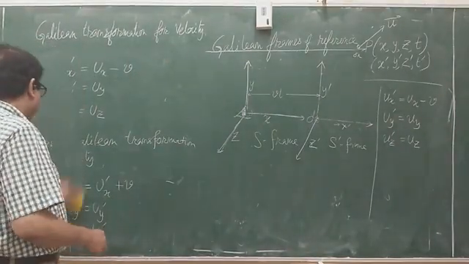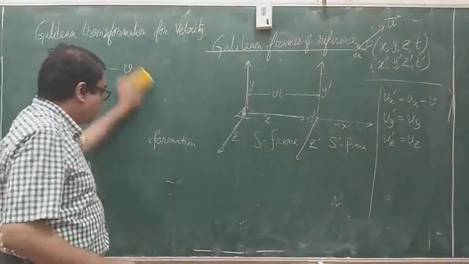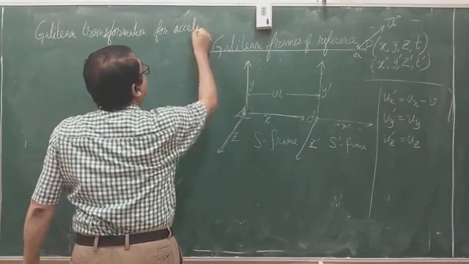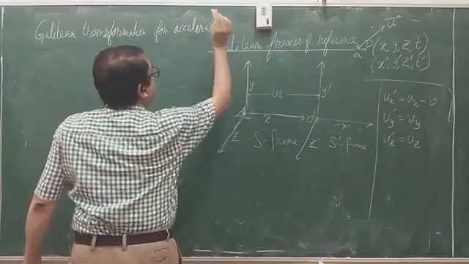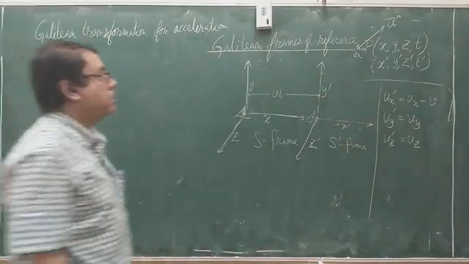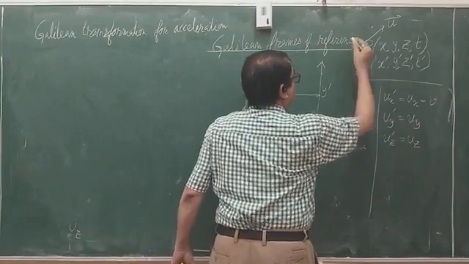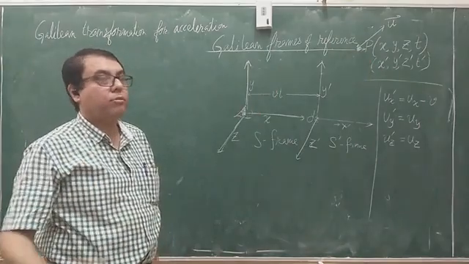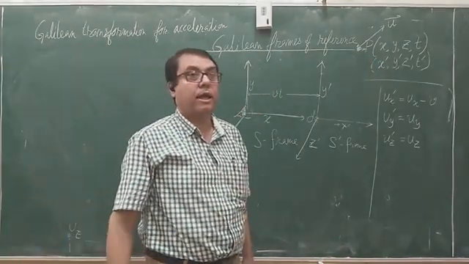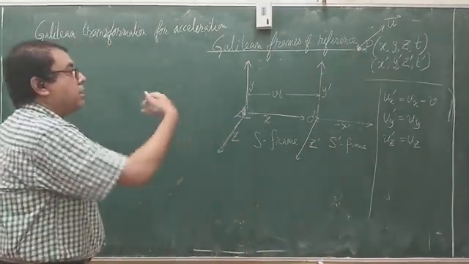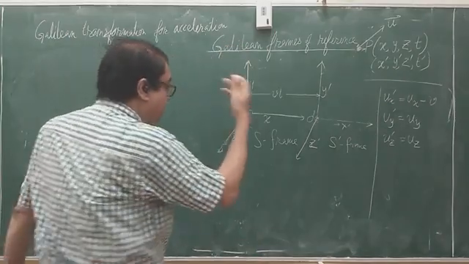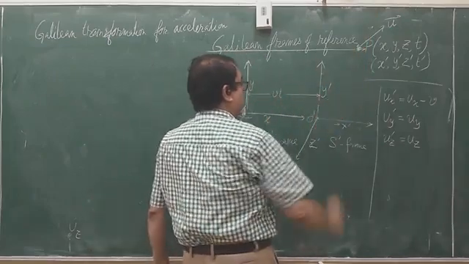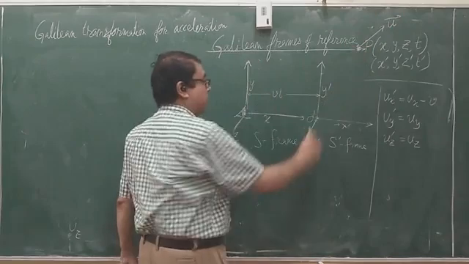So let us come to the acceleration part. Galilean transformation for acceleration. Same structure. This time, this particle is accelerating. While it is accelerating, some event has to be recorded while this particle is moving. So the acceleration of this particle is to be measured by these two observers.